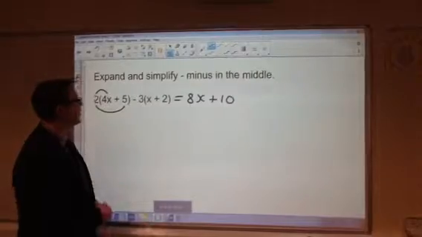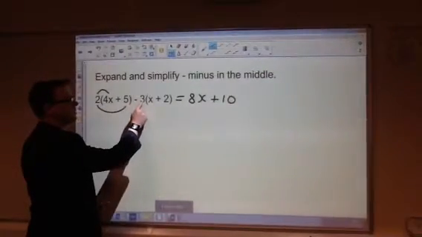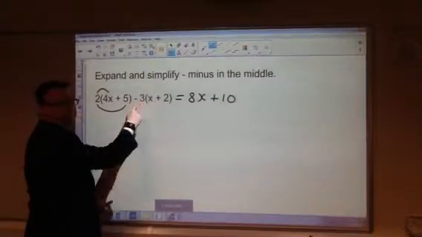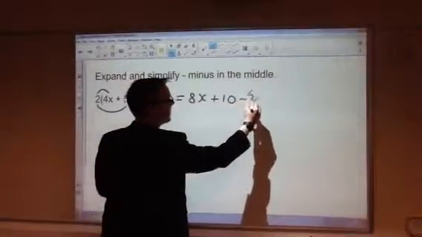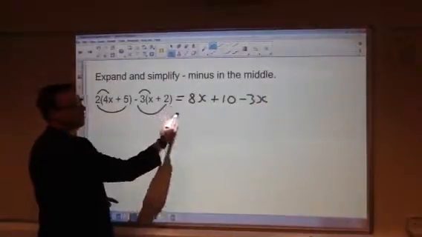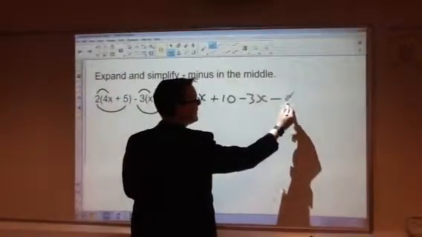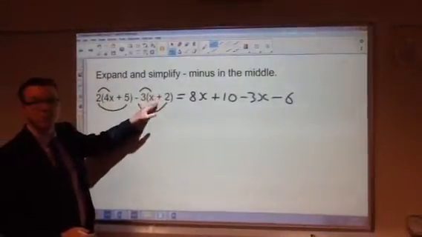But the second bracket, we've got to remember that this now is not a plus, it is a minus. So this is not just 3, this is negative 3. Negative 3 times x is negative 3x. And then negative 3 times 2 is negative 6. So what this negative does is actually change that symbol. And we've got to be careful with that.